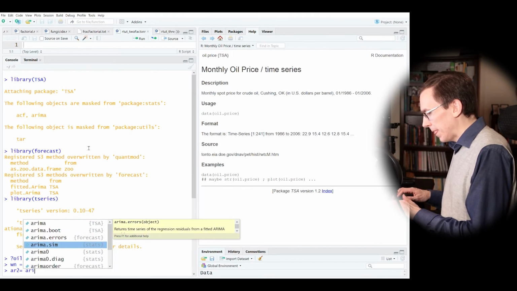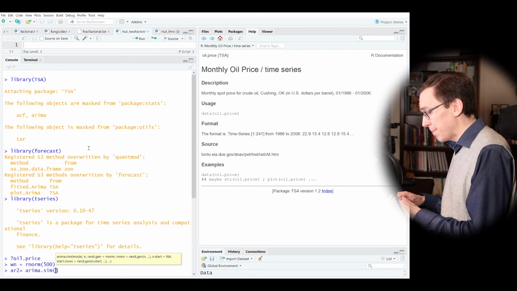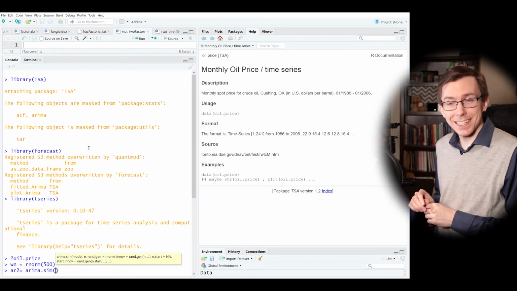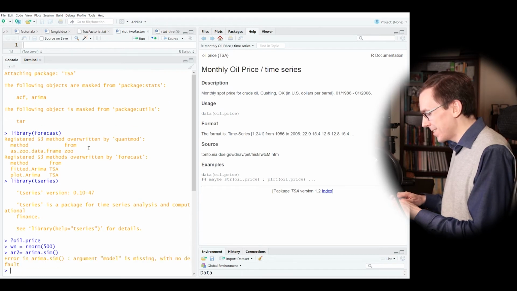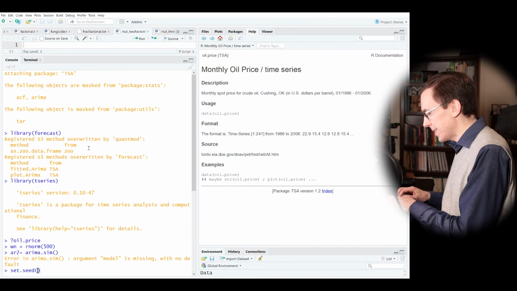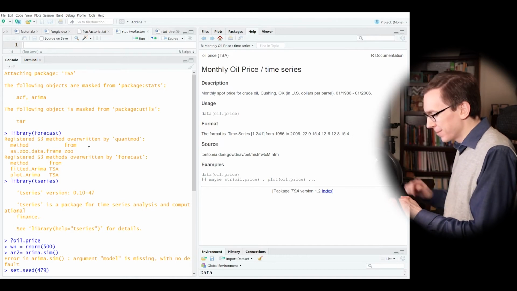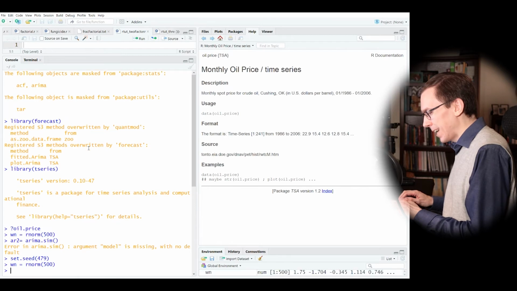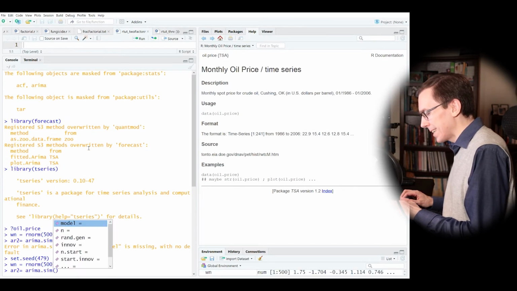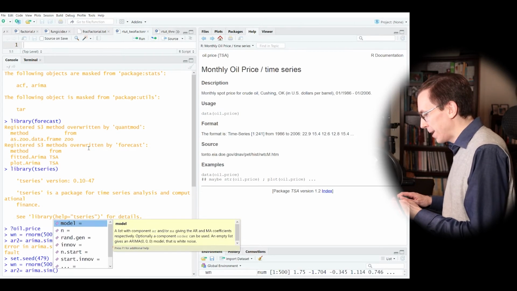arima.sim, and what we're going to need to do is give it a model. I forgot to set a seed so that you get the same answers as I do, or the same randomness as I do. So we're going to start over. Set seed to be 479, course number, go. Okay, and now we're going to generate that white noise, and we're going to generate that AR2 process that I wanted to generate. In this case, we need the model.